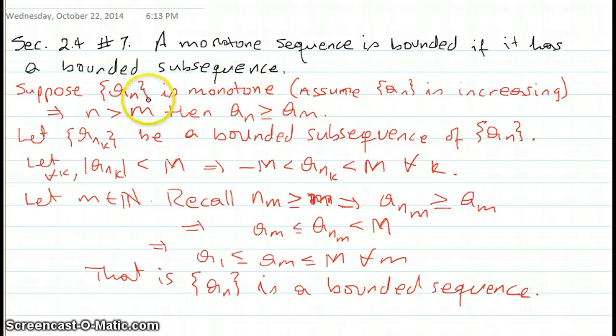So if a_n is increasing and has a bounded subsequence, then it's bounded. If it was decreasing, we can take the negative of a_n, which will be an increasing sequence, and since it has a bounded subsequence, then it should be bounded, and that would be a nice two-line proof using what is proven here.